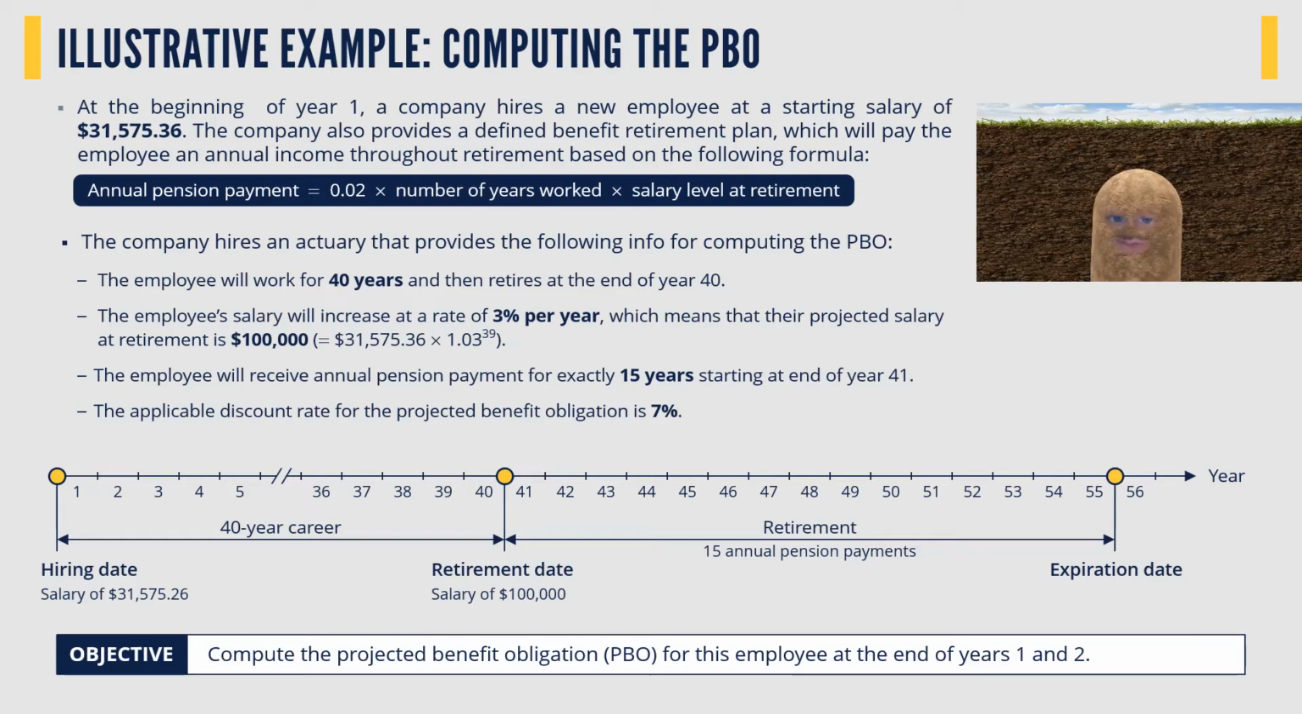The PBO at the beginning of year 1, or at the hire date, is 0, because technically the employee hasn't had any years of service at that point, so anything times 0 is 0. So that's what we're going to do. I'm going to walk you through how we would calculate it, primarily for year 1. So what is the PBO at the end of the first year? What's the future obligation based on the definition of projected benefit obligation that we talked about earlier?